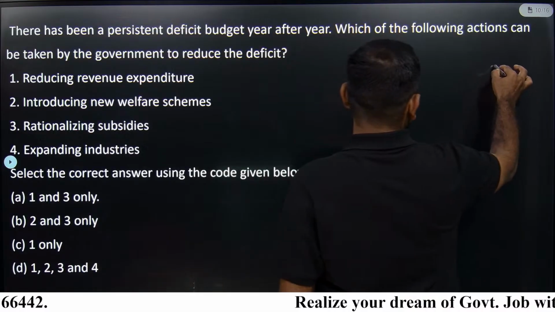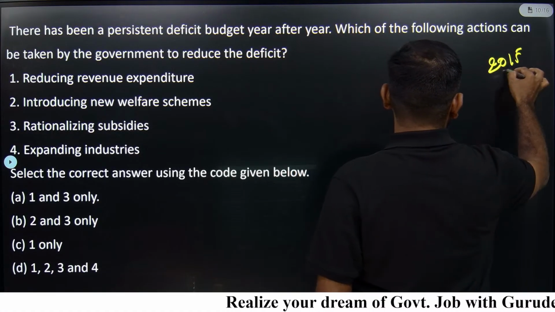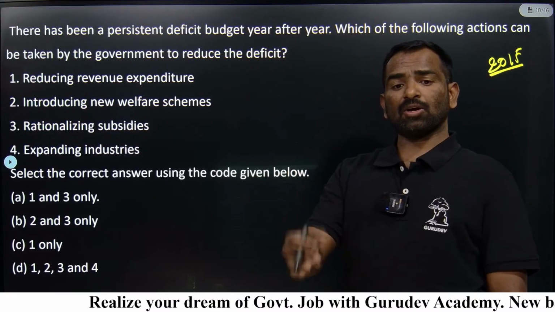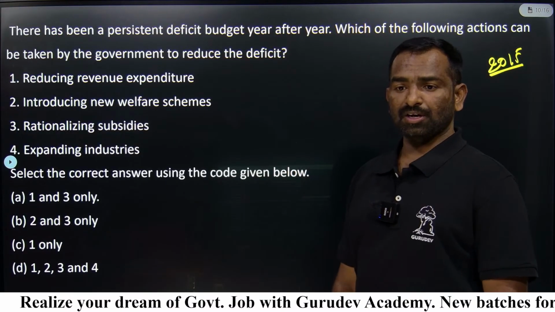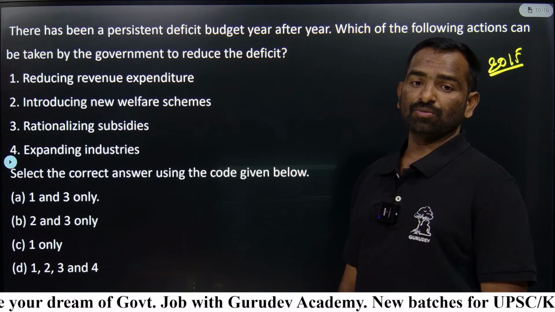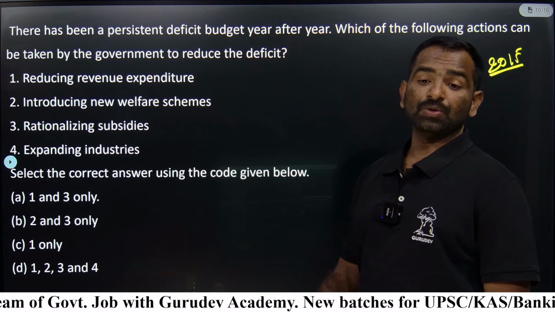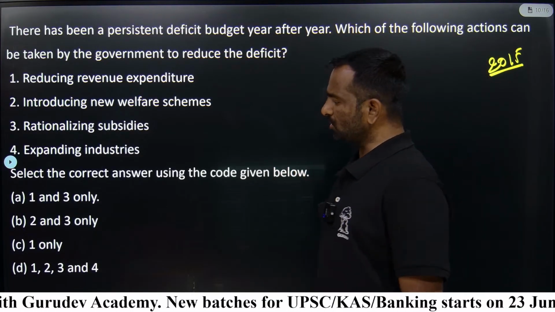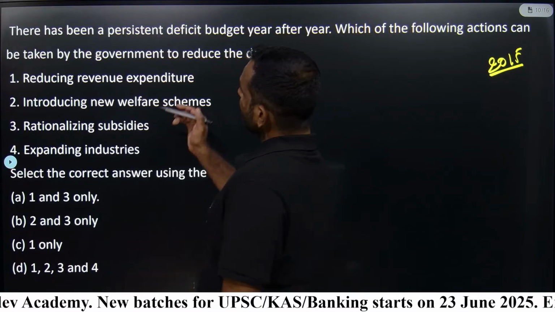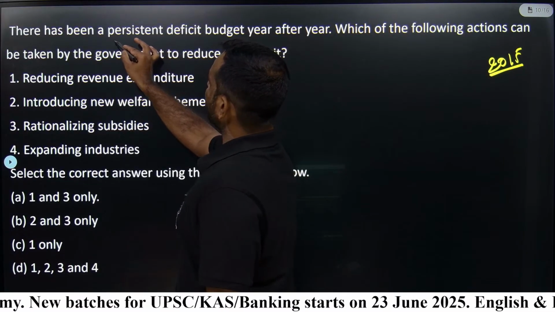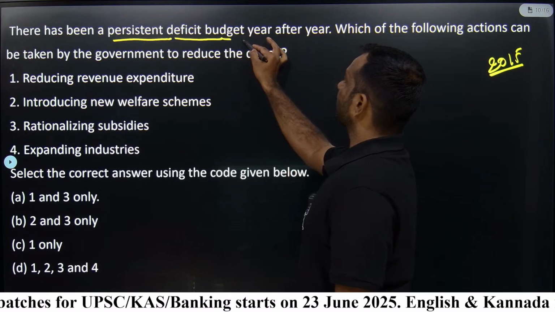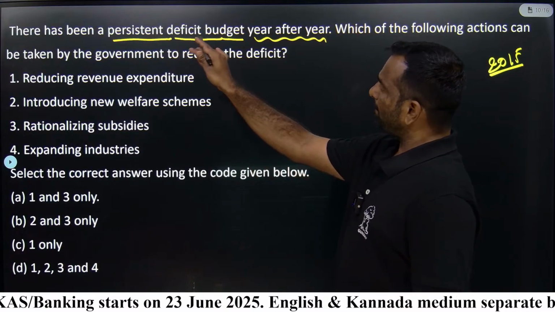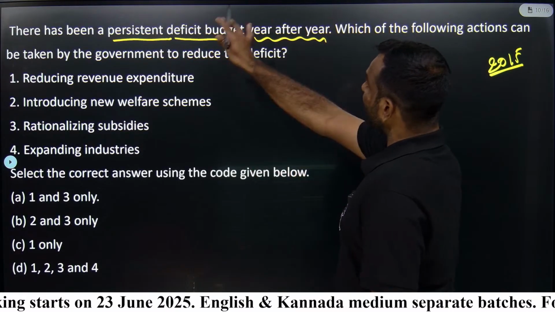Again in 2015, see there are a number of questions from macroeconomics only. The ratio of macro and micro is 80-20, and this falls under macroeconomics. What is the next question? There has been a persistent deficit budget year after year. The question is very simple.